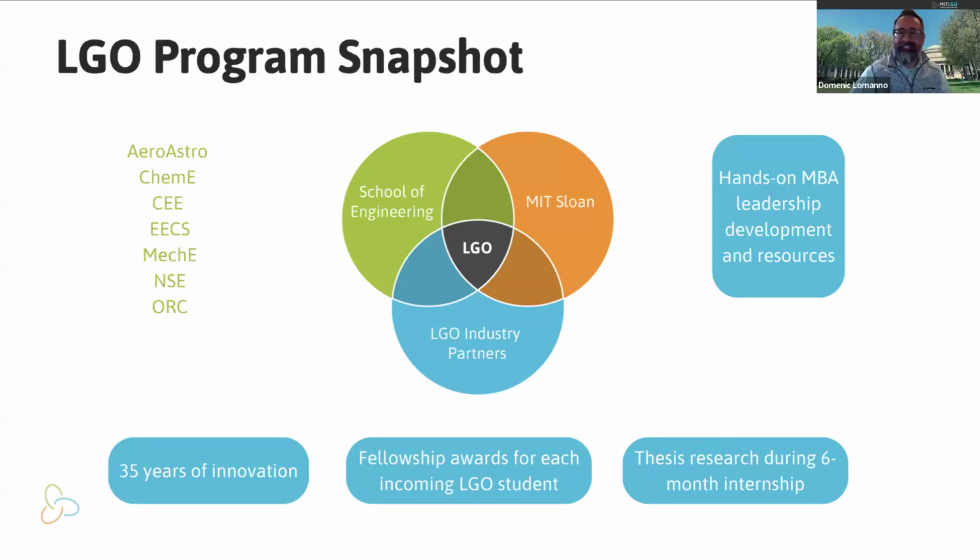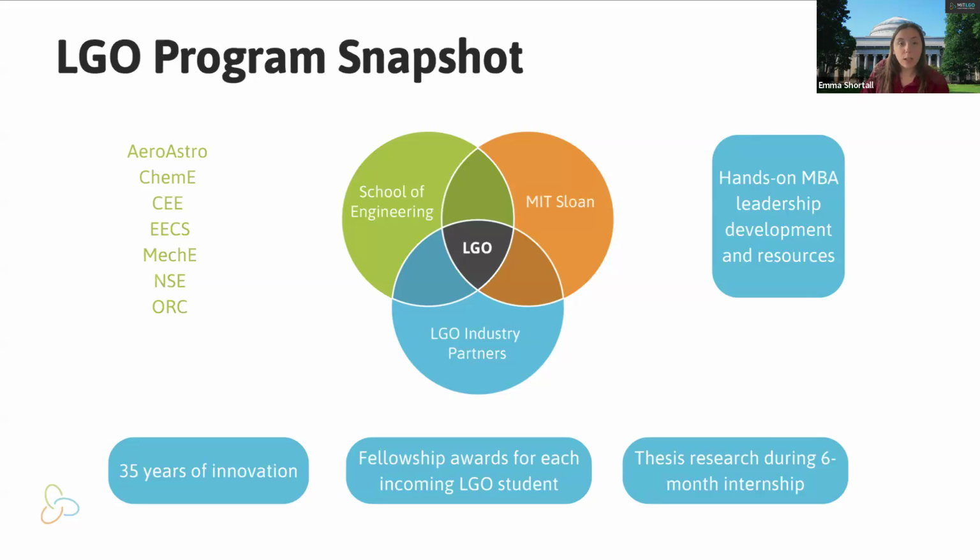It's a Monday, apparently. So it is the 7 engineering departments here. And as you can see in this chart, it is the intersection of the School of Engineering, MIT Sloan, and the LGO industry partners. So we have been around for 35 years. We've been around for a while and a pretty well-established program. Every student is guaranteed a fellowship award, and I think I've covered everything there.